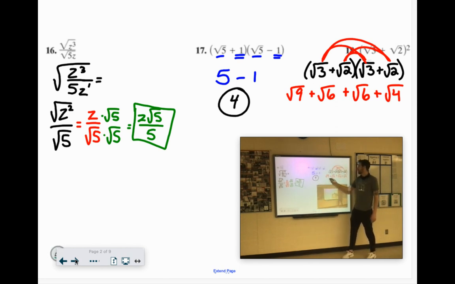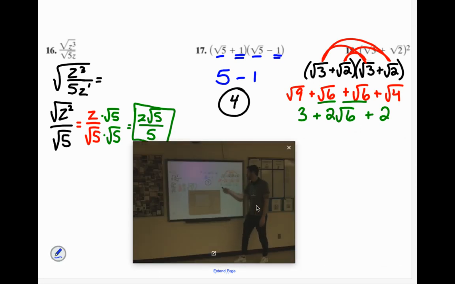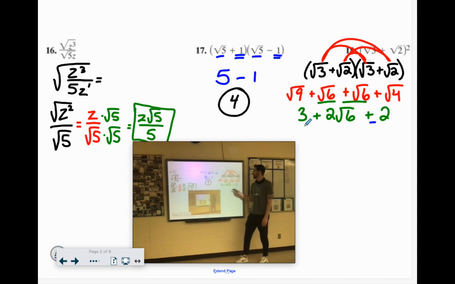So let's see, root 9 is 3. We have root 6 plus root 6, which would be 2 root 6. And then the square root of 4 is 2. The only other thing we can combine is the regular stuff. We have 3 plus 2, which is 5. So we have 5 plus 2 root 6.